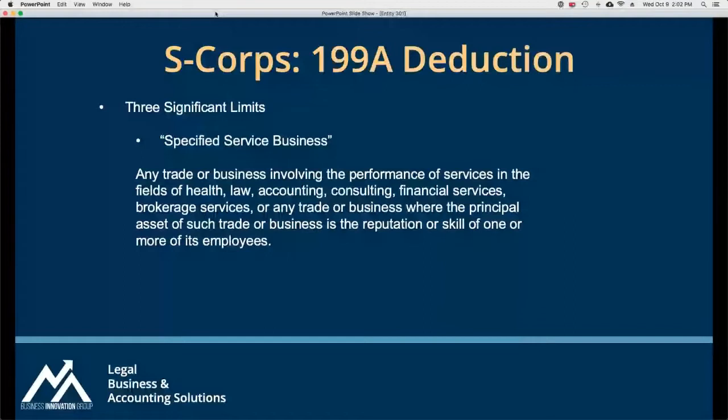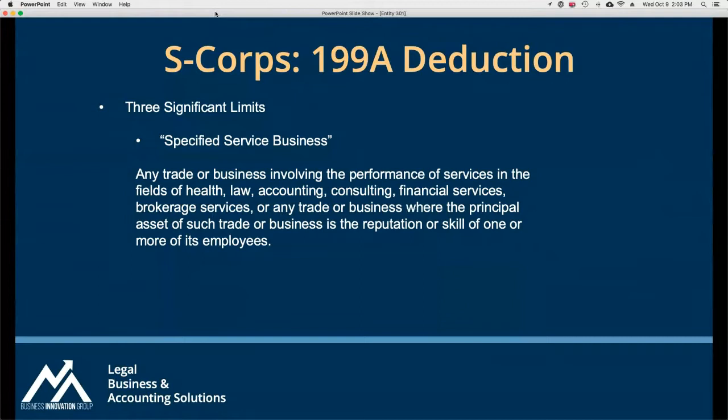So a specified service business, the best way to do this is just to read the definition, and this comes directly out of the code. It's any trade or business involving the performance of services in the fields of health, law, accounting, consulting, financial services, brokerage services, or any trade or business where the principal asset of such trade or business is the reputation or skill of one or more of its employees.